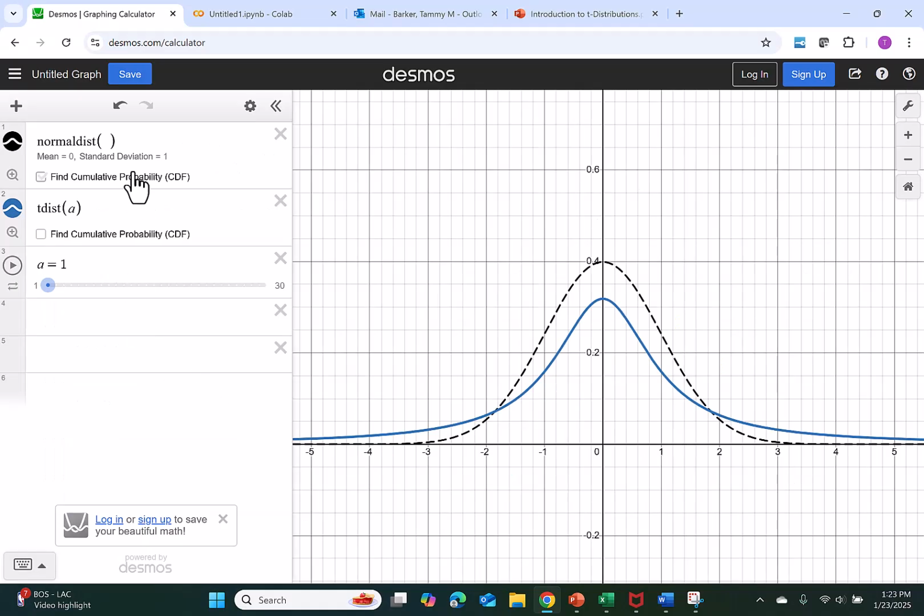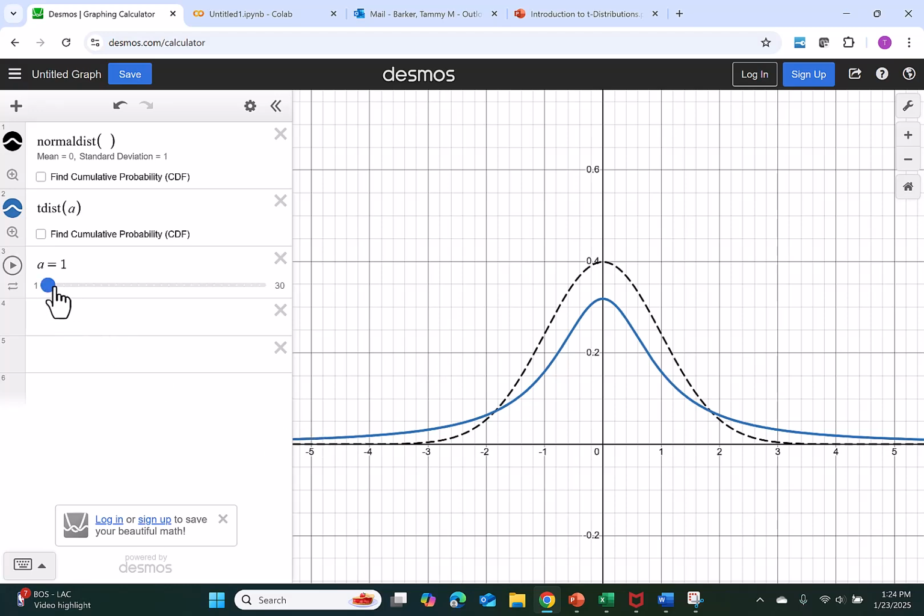In this graph, I graphed the normal distribution with a black dotted line. Then I graphed the t-distribution with the degrees of freedom a. I'm starting with degrees of freedom at 1, and I can see that the tail is much higher and much longer than the normal distribution.